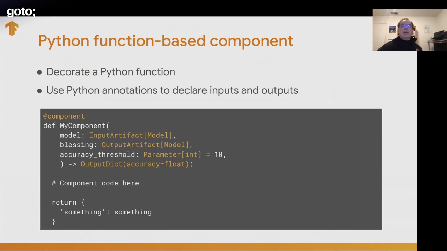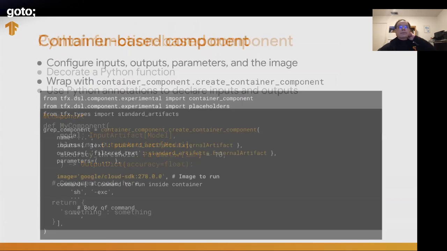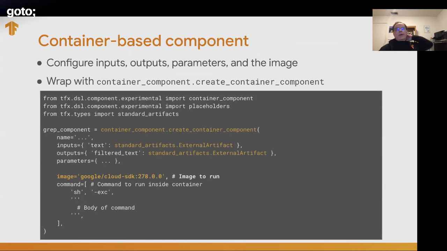A Python-based component looks something like this. You have a decorator, this @component at the top here. You have some annotations on your parameters and your output. There's an input and output artifact, and you can have an arbitrary number of parameters, and then there's an output. A container-based component is very similar, except that it's wrapped in this call here to create a container component. But I use these artifacts to declare the inputs. I also need to give it the container image to start from and a command to create that container.